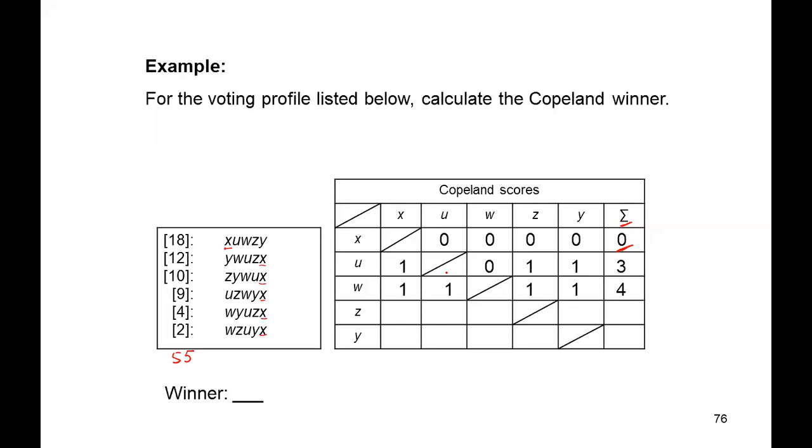Now W. Well, it seems that we have the Copeland winner, who is also the Condorcet winner. 4 times W wins with any other alternative. And we calculated this for X and for U. Let's calculate W versus Z. So 18 times W wins, now 12 times 30, well, that's already enough. W beats Z by a large margin. And Z and Y, they get 2 and 1 points respectively. So our winner here is W.